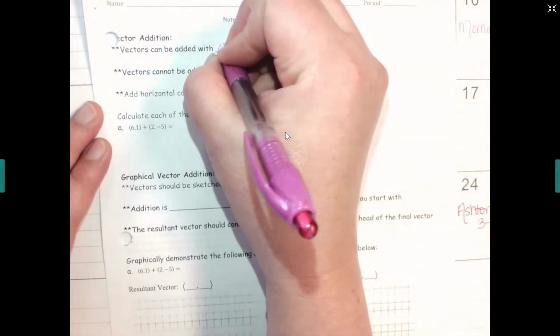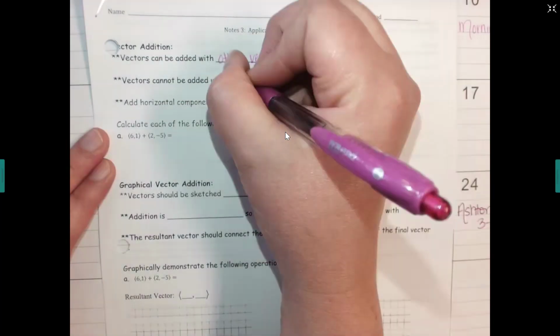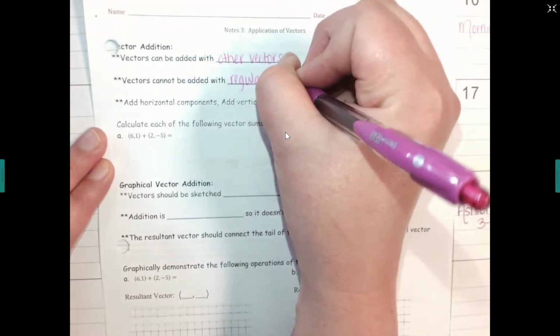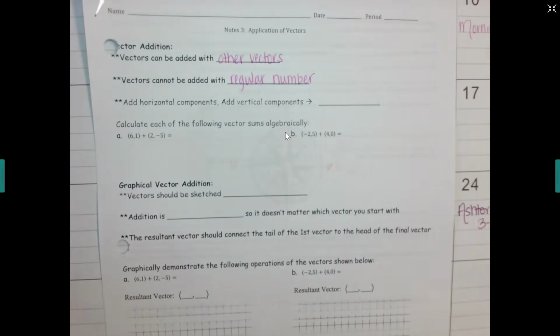So we have talked about vectors for the last 2 days. You can only add vectors with other vectors. The reason why is that the way that you add vectors is you have to put both of the x's together and both of the y's together. So if they don't both have an x and a y, that would be a problem. You cannot add a vector with a regular number, so you can't do a vector plus 7. That doesn't make sense.